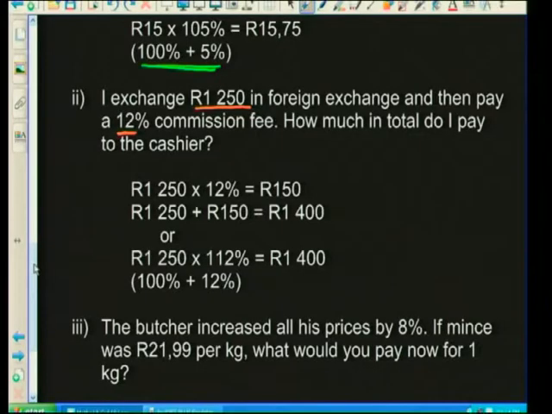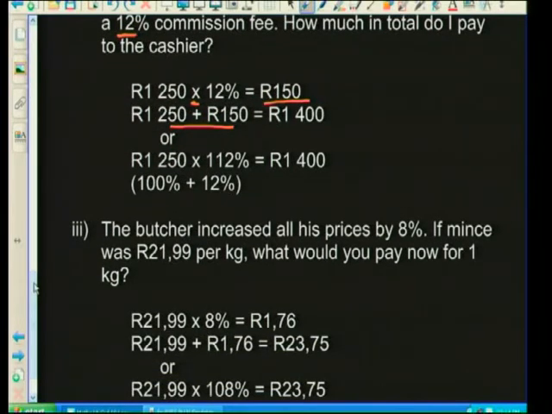Well, I need to pay her the amount that I exchanged, that's the 1,250, plus an additional 12%. So I can do it 2 ways. I can work out the 12% of my 1,250, by timesing it, and I see that it's 150 Rand in commission. Then I add it, or I can do it in one step and say, well, okay, I'm actually paying 112%, and we do that in one step because it's my 100 plus my 12%, and I end up paying 1,400 Rand in total.